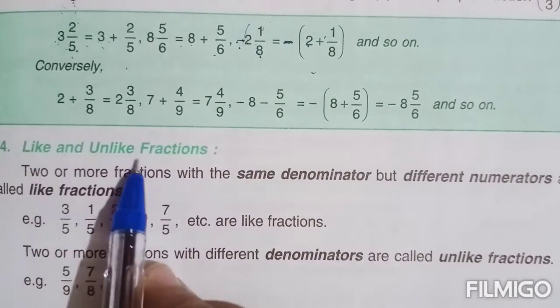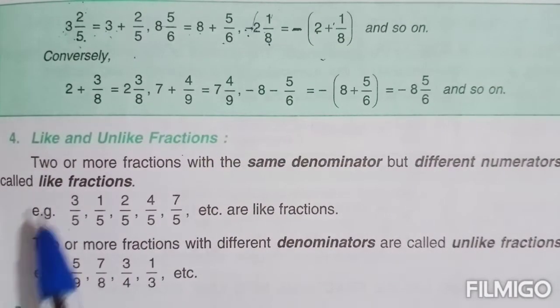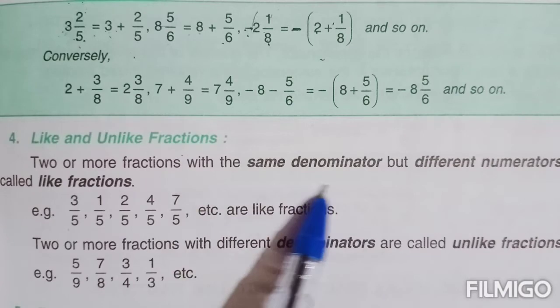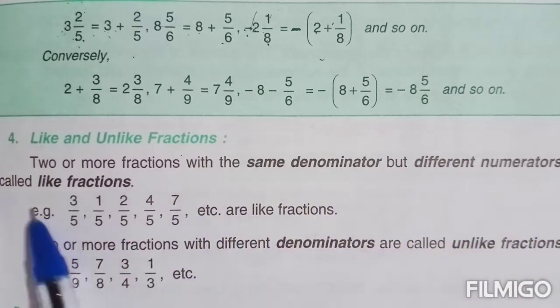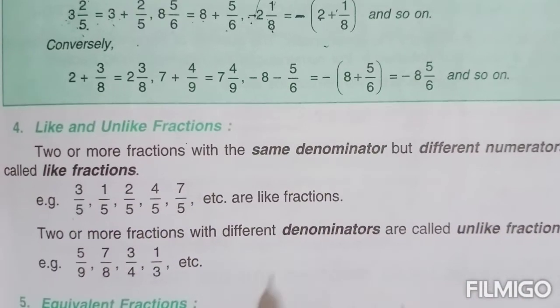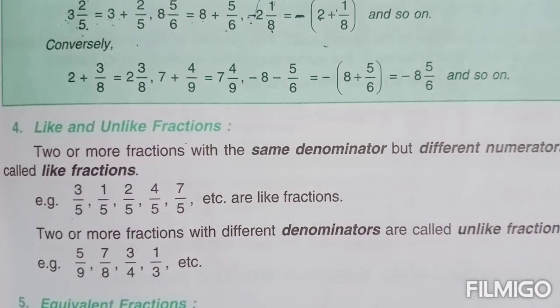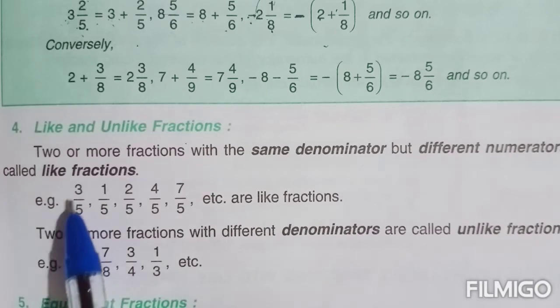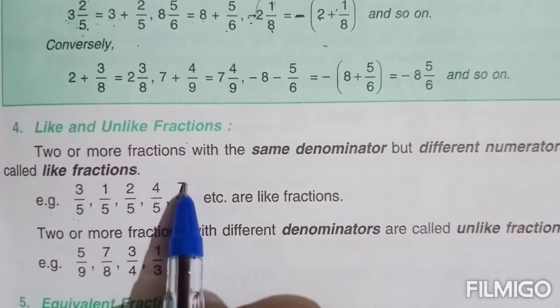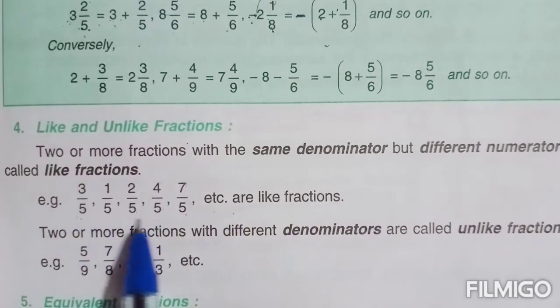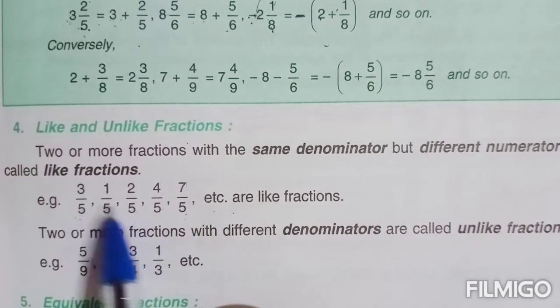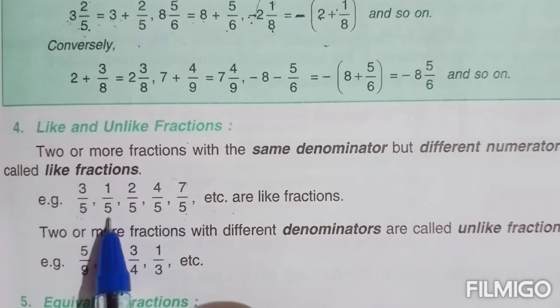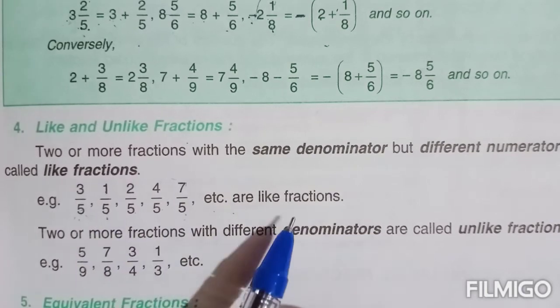Fourth one, like and unlike fractions. Two or more fractions with the same denominator but different numerator are called like fractions. So like fraction means the denominators will be the same but numerators will be different. Such type of fractions are called like fractions. Example 3 by 5, 1 by 5, 2 by 5, 4 by 5, 7 by 5, etc. All these fractions have the denominator same but numerators are different. So this type of fractions are called like fractions.